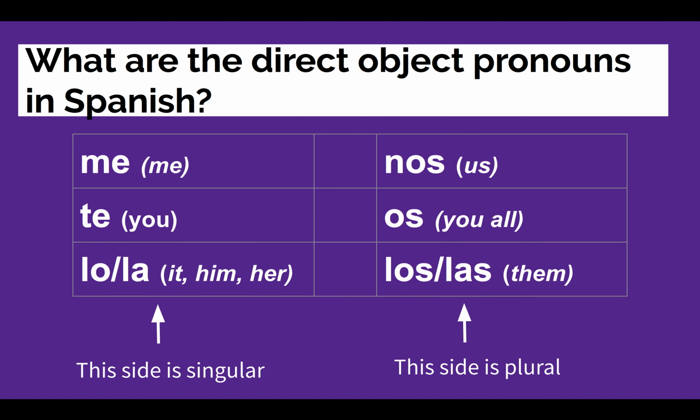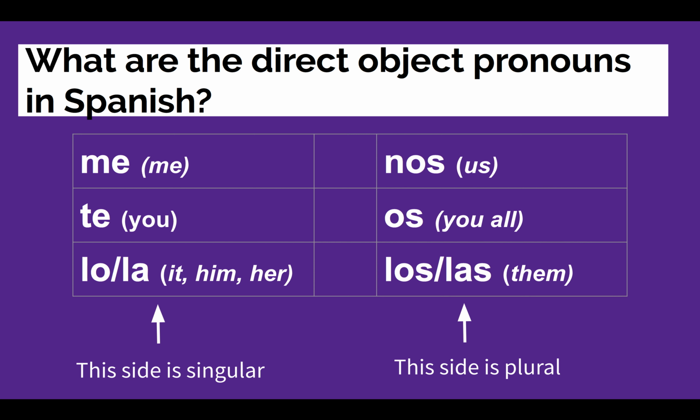So now we want to know what are the direct object pronouns in Spanish and in English. We'll have them both. So for the chart that you can see, it's me, te, lo, la, nos, os, los, las. So the me is me in English, te is for you, lo, la, it can be it, him, or her, depending on what you're referring to. Nos is us, os is you all in Spain. Los, las is them. Them can be as in people, or it can also be objects.